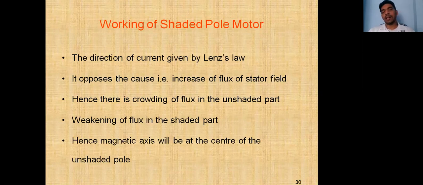See the direction of current given by Lenz's law. It opposes the cause, that is, the increase of flux of the stator field. Hence there is crowding of flux in the unshaded part and weakening of flux in the shaded part. Hence the magnetic axis will be at the center of the unshaded pole.